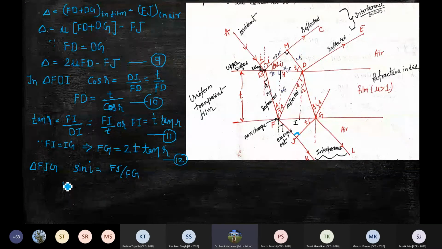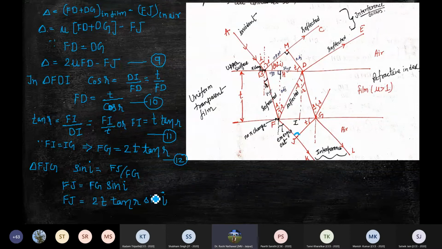So FJ equals FG sine i, and we know the FG value is 2t tan r. So FG we can rewrite as 2t tan r sine i. Now it's very simple. We have the value of FG and the value of FD, t upon cos r, that we can put in equation number 9. So let's call it 13, from equation 9.